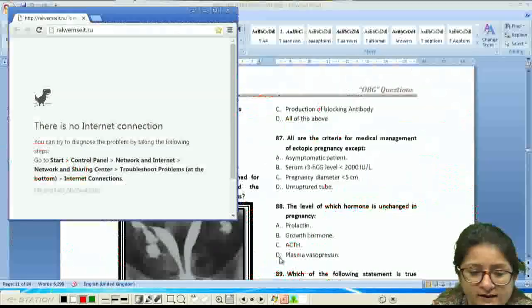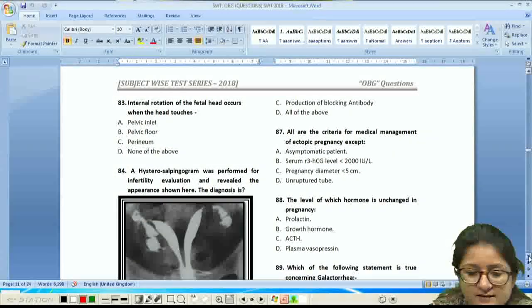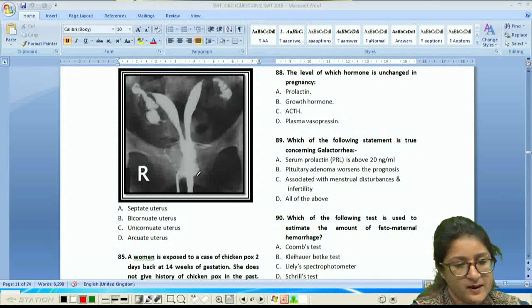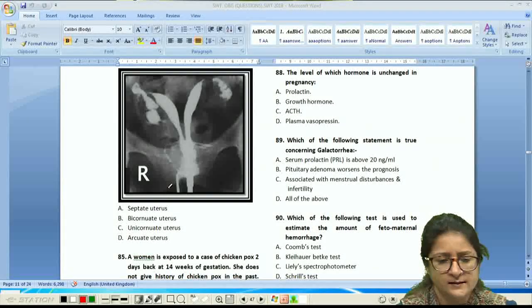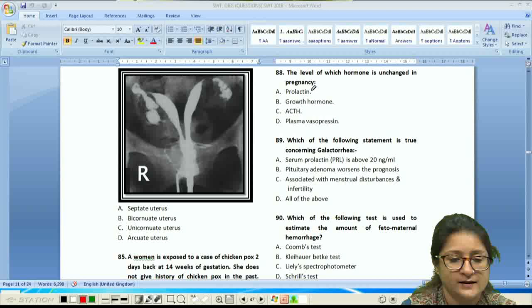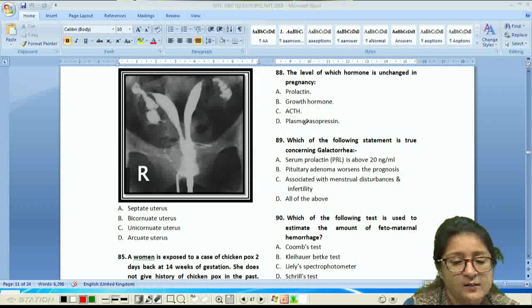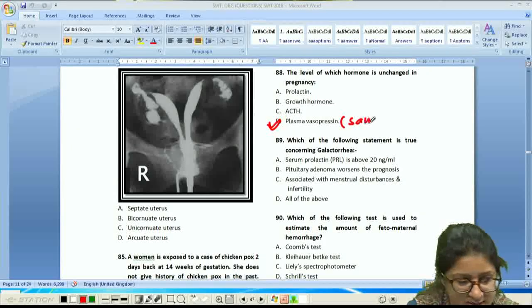Now moving on to the next question. Question number 87 we have already done while we were discussing ectopic pregnancy, so we'll move ahead. Question number 88, the level of which hormone is unchanged in pregnancy? This is a very direct question, so you should remember that beta HCG levels increase in pregnancy up to 16 weeks, then plateau. Prolactin consistently increases, growth hormone also increases, ACTH also increases, right? But plasma vasopressin levels remain the same.